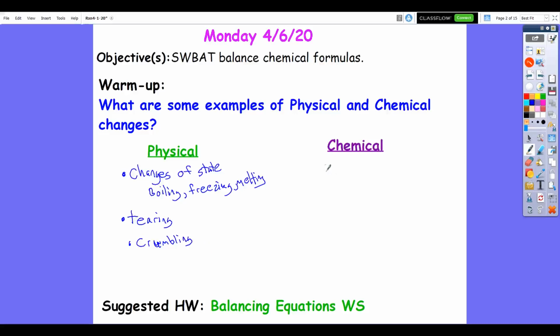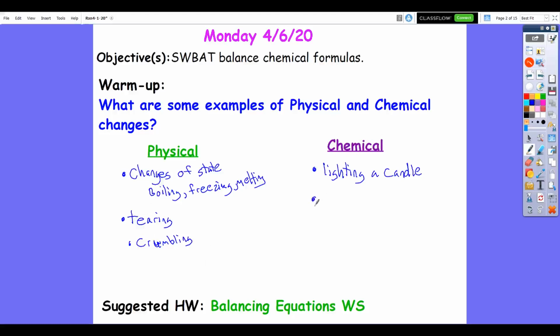So one chemical change would be lighting a candle. When I light a candle, I'm taking my candle wax and I'm combusting it into carbon dioxide and water vapor. I also can't undo my chemical changes. I can usually undo a lot of my physical changes, like boiling, freezing, melting. Depending on what you're tearing or crumbling, you might actually be able to undo that.